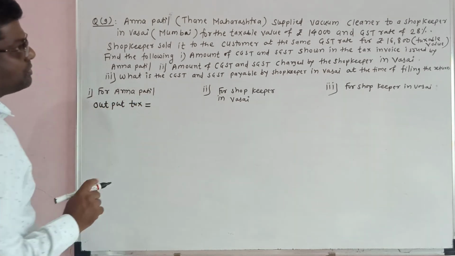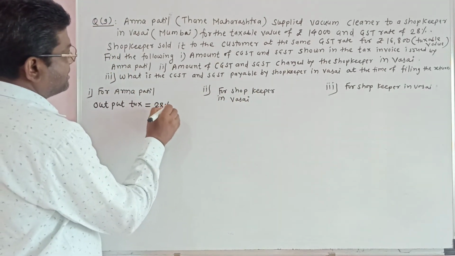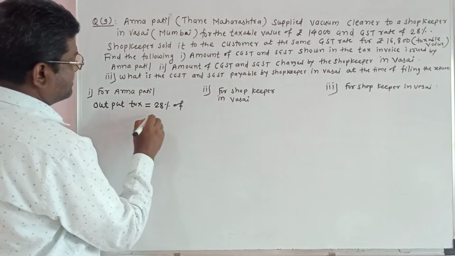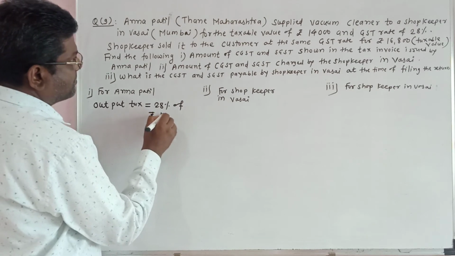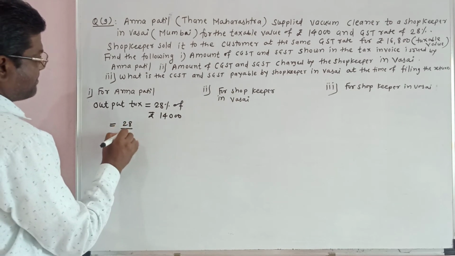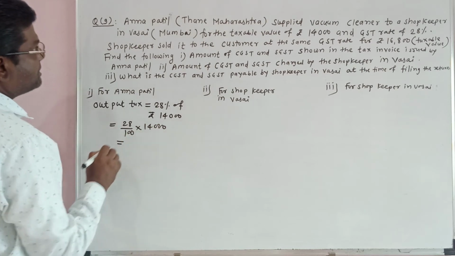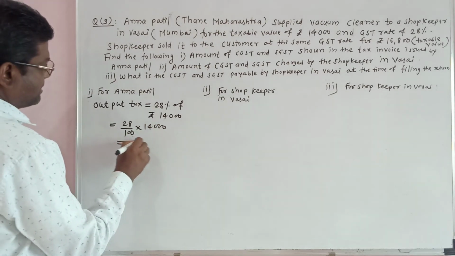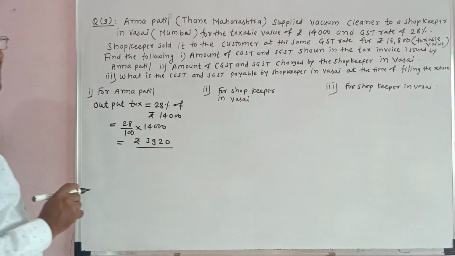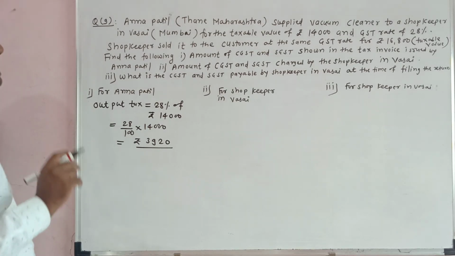Output tax is equal to, now the rate of GST is 28%, 28% of the sale value, which is rupees 14,000. So it is equal to 28 upon 100 into 14,000. If we do this calculation, then we get rupees 3,920 as the output tax, that is the GST paid at the time of sale.